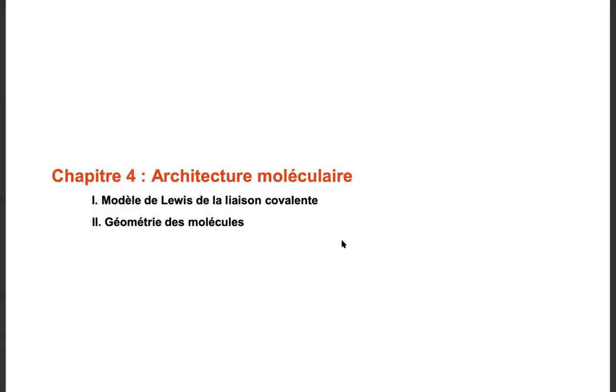So we are going to look at the architecture of molecules. The architecture of molecules is basically the structure of molecules, how they look when bonding takes place. So we are going to look at the Lewis structure, which we looked at yesterday. This is where we have covalent bonding and the geometries of these molecules.